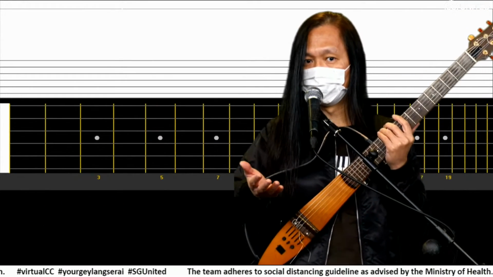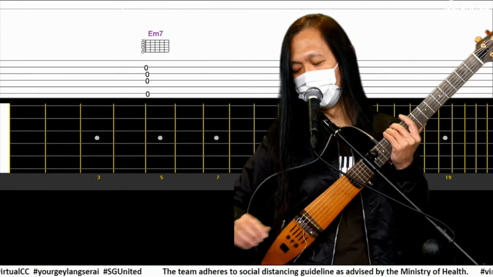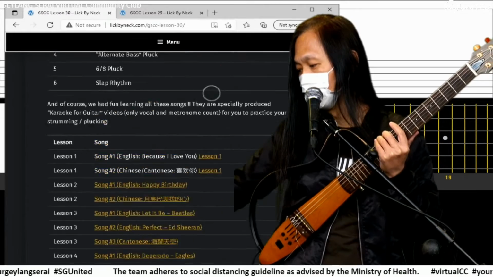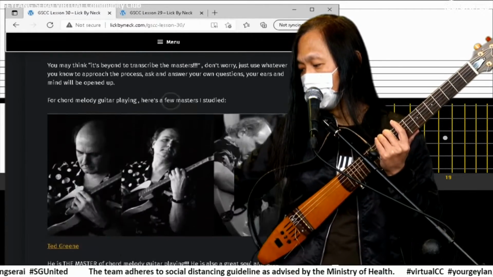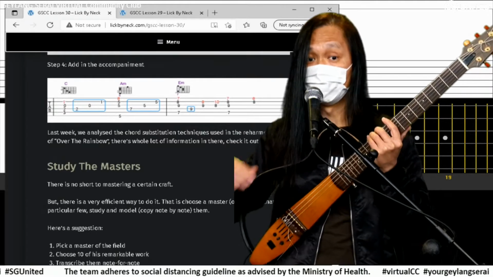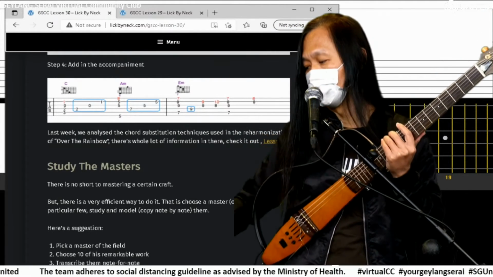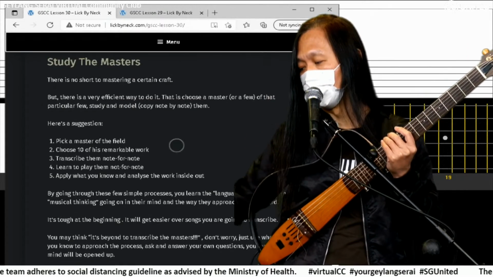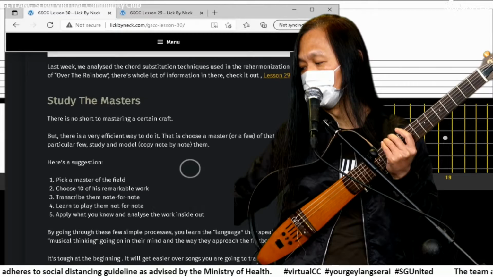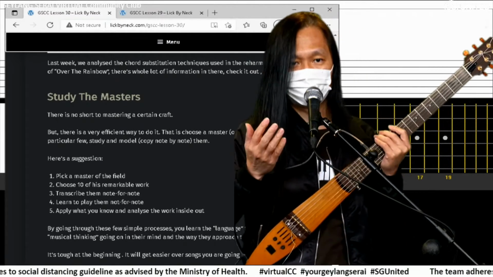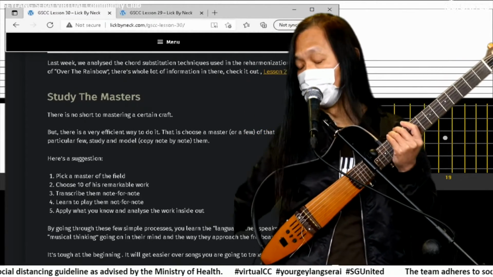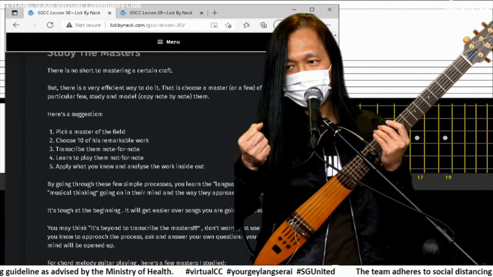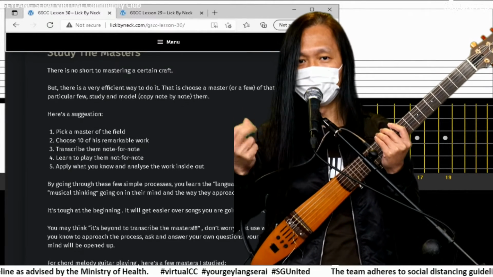So let's continue to today's lesson, because we don't have like 20 minutes left. What I'm going to talk about today is, as you know, there are no shortcuts in learning a certain craft, right? But here, in my opinion, there is a very effective way of learning a certain craft. The gist of it is to find a master, a guru in that field. Then you go to study their stuff and model, I mean, copy their stuff, note for note.